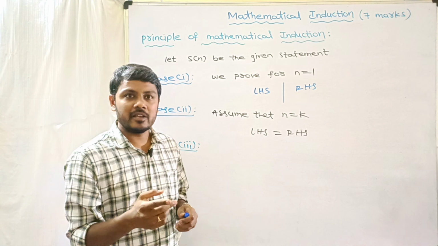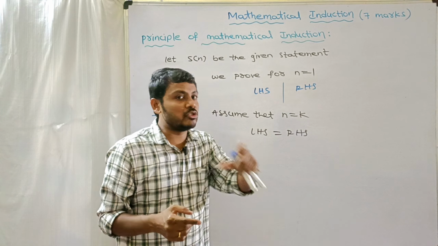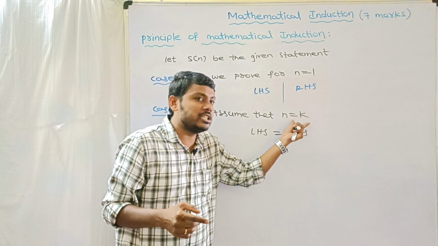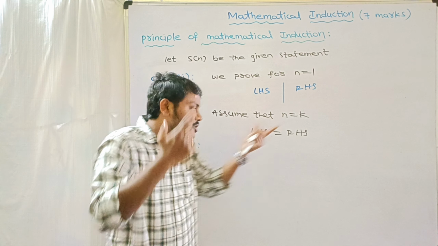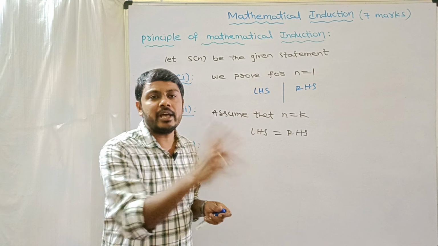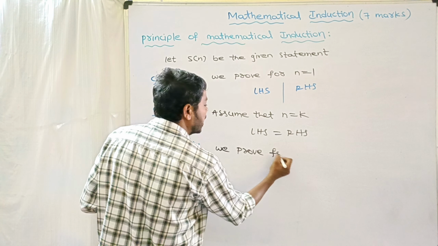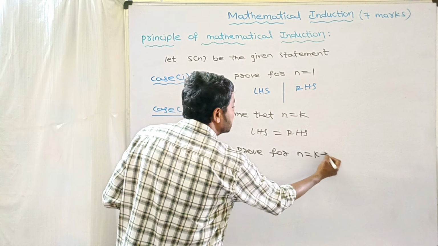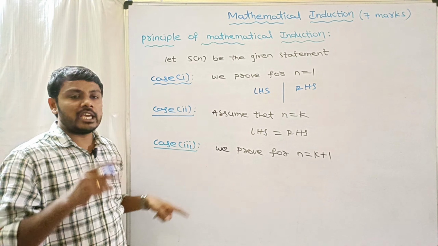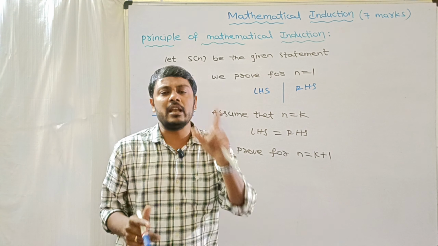Next, case 3. So already proved the mathematical induction is true for consecutive natural numbers. See here, what is the second case? The given statement is true for n is equal to k. After k also the statement is true, which means we can prove the given statement is true for n is equal to k plus 1. You prove for n is equal to k plus 1. So clearly from these 3 cases, we can say that the given statement is true for all natural numbers.